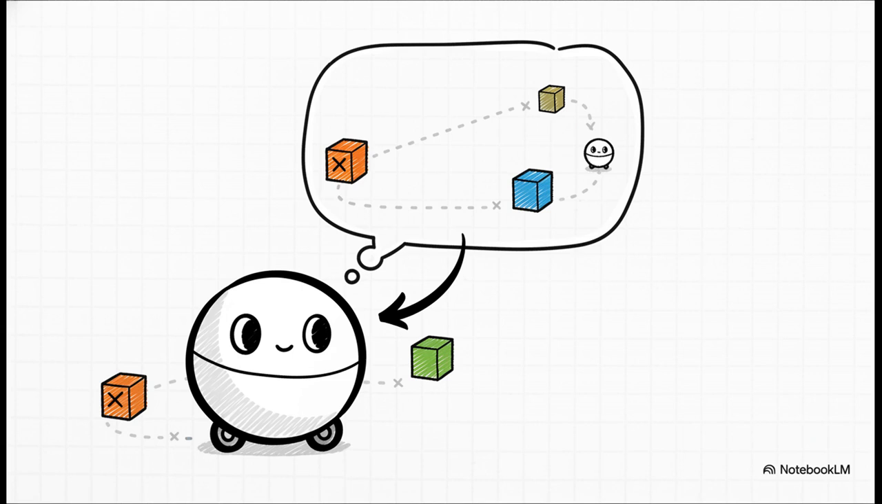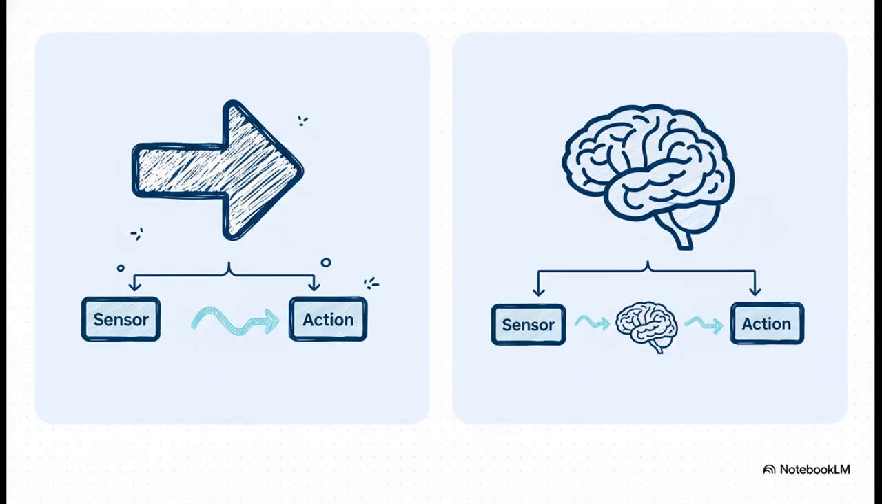Well, then you get a model-based reflex agent. This one keeps a little internal model of its world so it can track what's happened in the past. So a little robot vacuum doesn't just see a chair leg in front of it. It remembers the other chair legs it's already gone around. Being able to track the past like this lets it make way smarter decisions, especially when it can't see the whole picture at once. So it all boils down to one thing, memory.